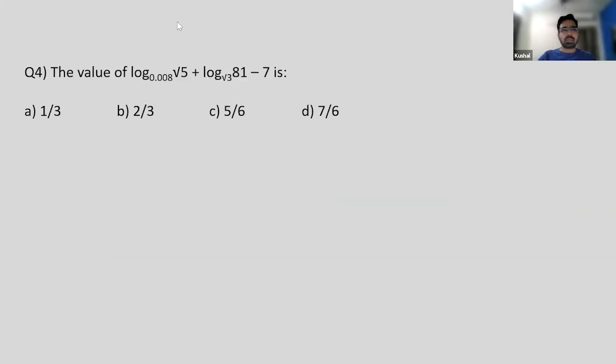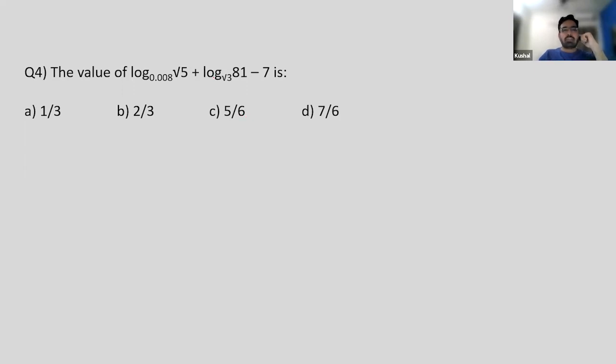Let's look at question number 4. Again, a minute's time to solve this. Last 20 seconds. Right. Let's have a look at this question.